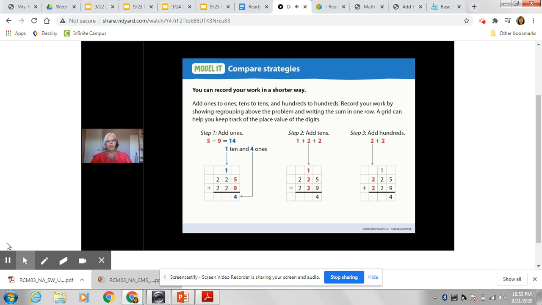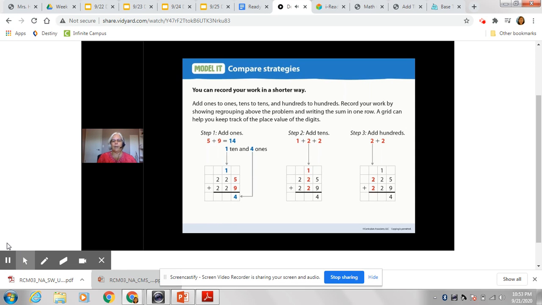Next, let's turn to page 39. On this page, we're going to take a look at how we can write it in a shorter way. And this is the algorithm that we've been talking about. Let's take a look at this example. In this example, we add the 5 and the 9 and we get 14. We write the 4 below the ones column. And we write the 1 in the tens column because it was 14. That 1 is equal to a 10.